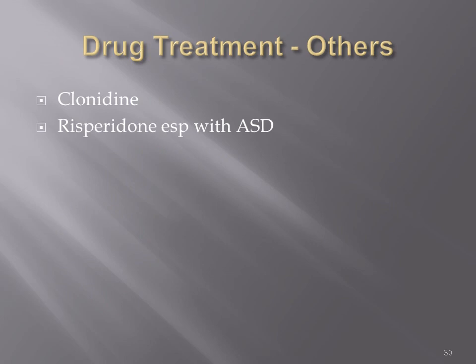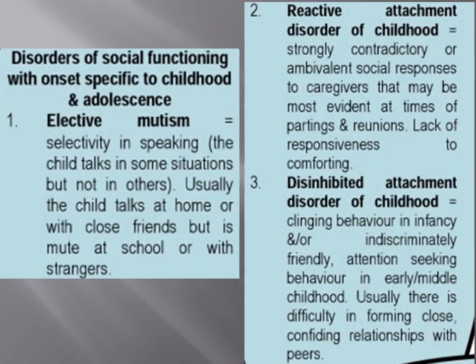Other treatments for ADHD: clonidine, if there are comorbid tics, clonidine can be prescribed. However, it is generally prescribed either by pediatricians or pediatric neurologists. Risperidone can be prescribed if the child has comorbid autistic spectrum disorders and the child is not responding to either methylphenidate or atomoxetine. And so this is about the ADHD.